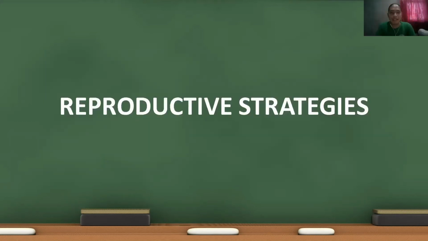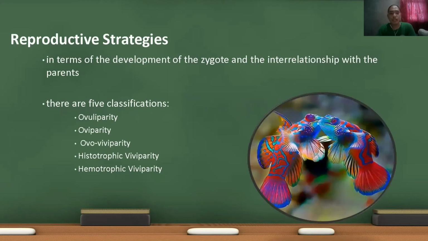Hi, my name is Ian Aldanedo. I will talk about the reproductive strategies. In fish fertilization, eggs can be either external or internal. In many species of fish, fins have been modified to allow internal fertilization. Similarly, development of the embryo can be external or internal.